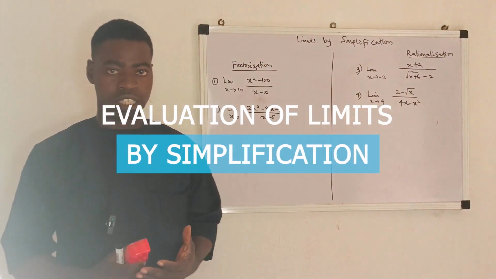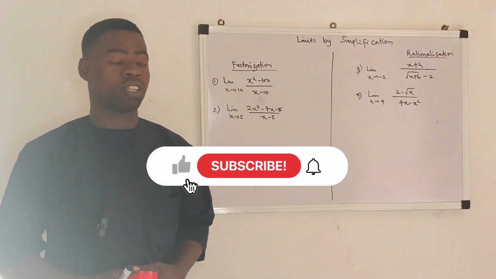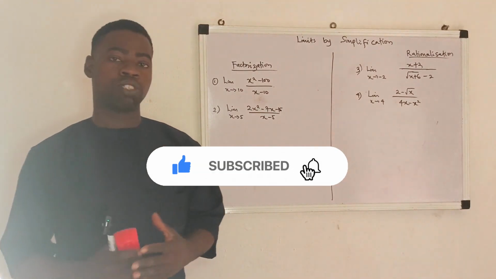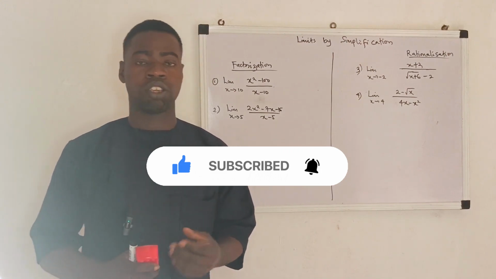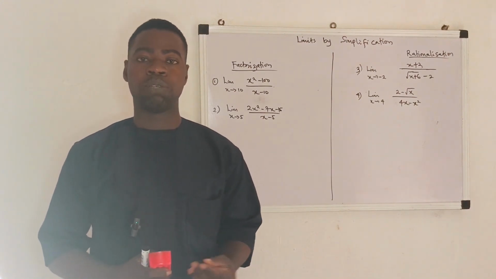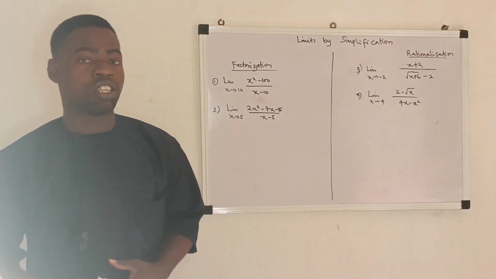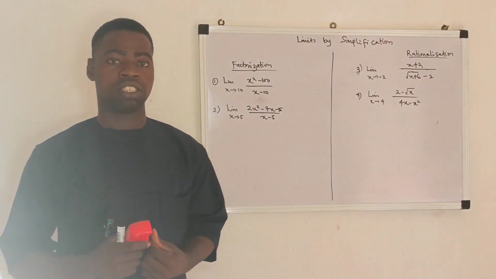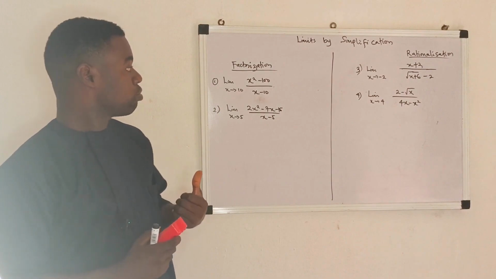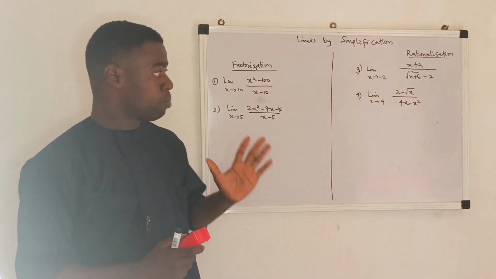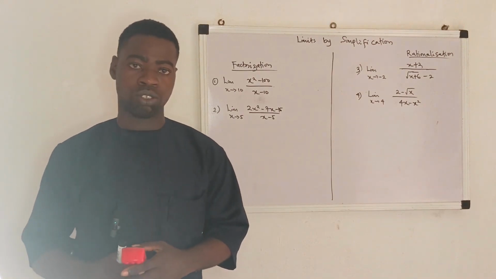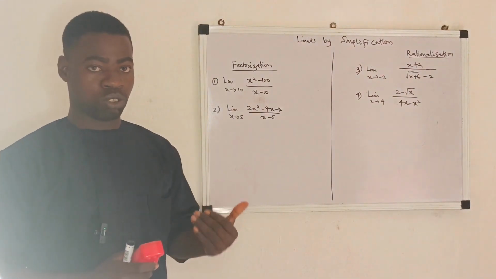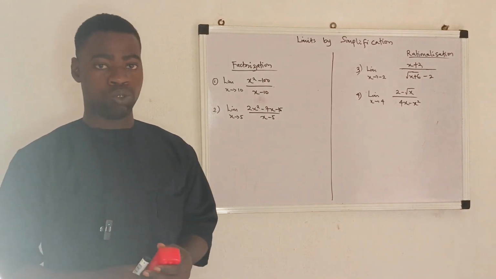Today we'll be looking at limits by simplification, which is one of those methods of evaluating limits. The method of simplifying limits is a very powerful method. It's your next resort when the method of direct substitution fails. And how do we go about it? It's either by factorization or by rationalizing the function. So we want to see how this works. With the given equations on the board, let's see how we do this.